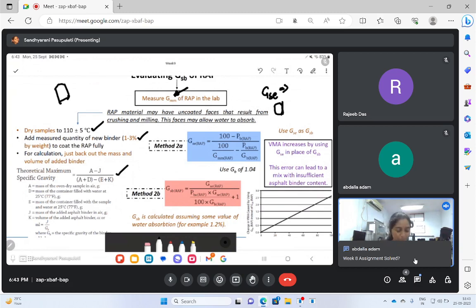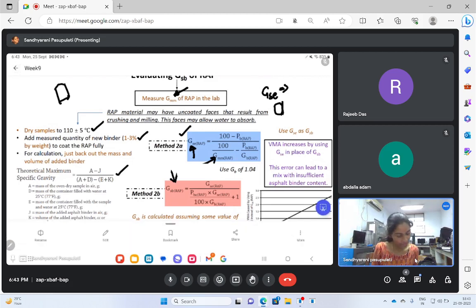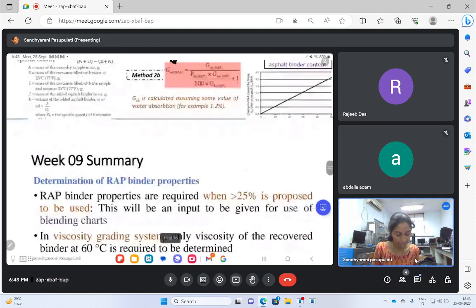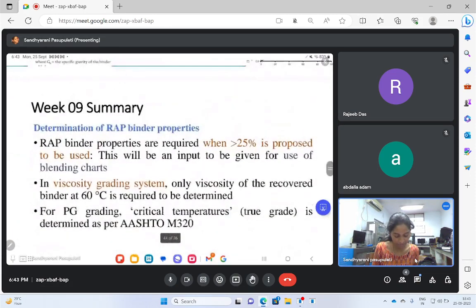So once the GMM is calculated, one of the processes is directly substituting GMM here and calculating the GSC, and we will consider the GSC as the GSB, and we will proceed. Again, if the RAP percentage is more than 20%, then we'll again come to this formula and calculate the GSP. So this is the process of calculating bulk specific gravity and theoretical specific gravity.